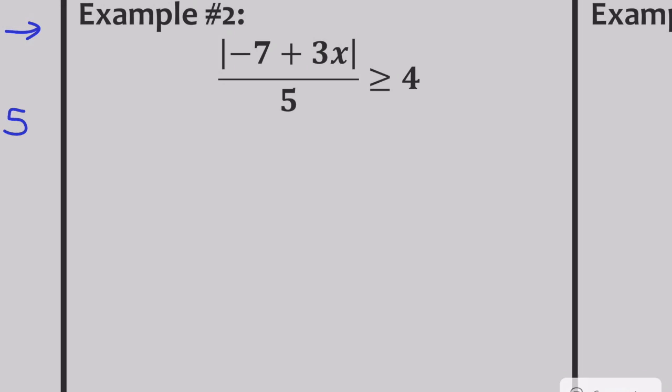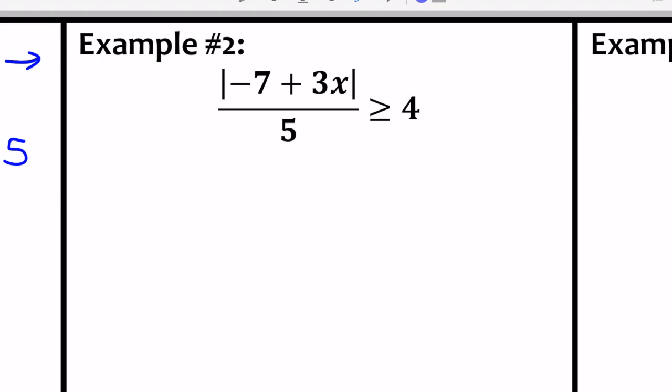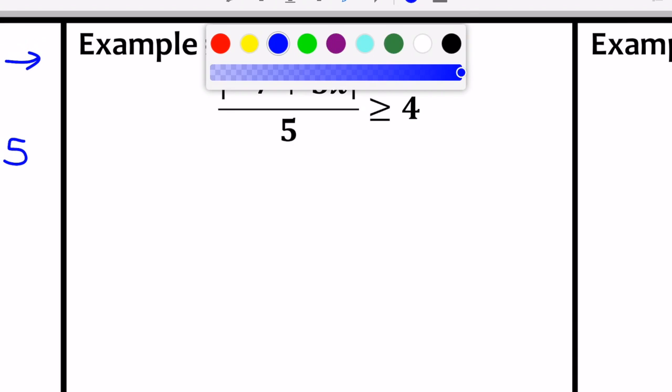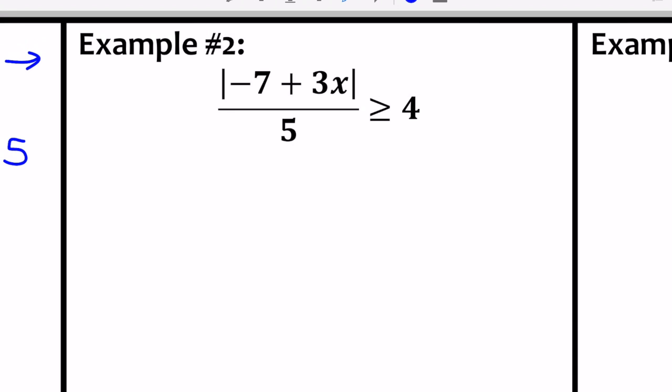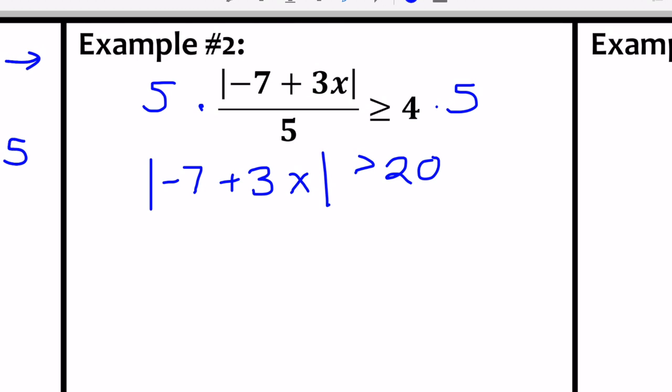Let's take a look at example 2. In this problem, the absolute value is not alone on the left. It is divided by a 5. So in order to get rid of that 5, we're going to multiply both sides of this inequality times 5. And the 5 that we multiply on the left is going to cancel out the 5 that's on the bottom. So we're left with the absolute value of negative 7 plus 3x is greater than 20, which was 4 times 5.